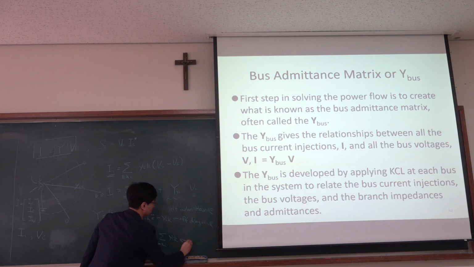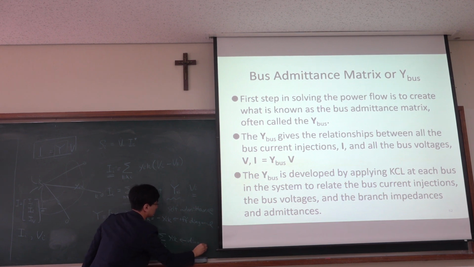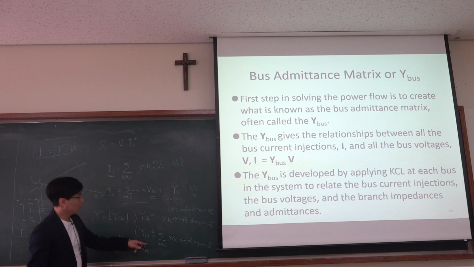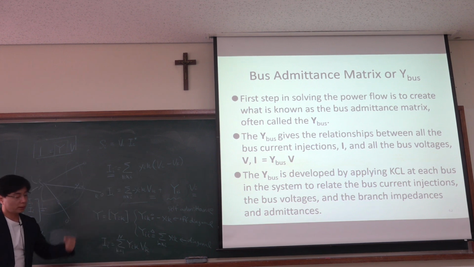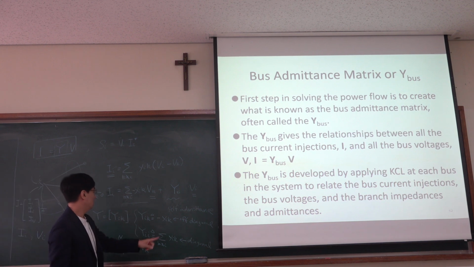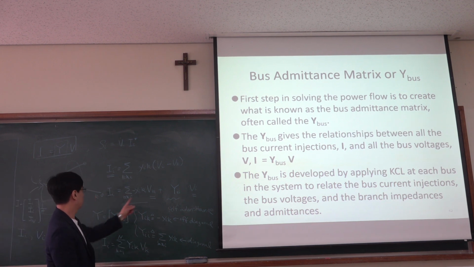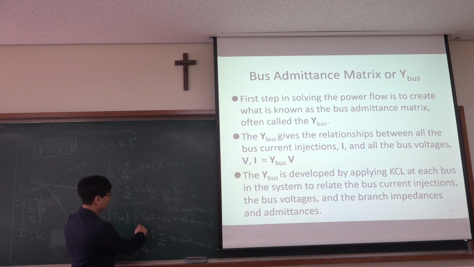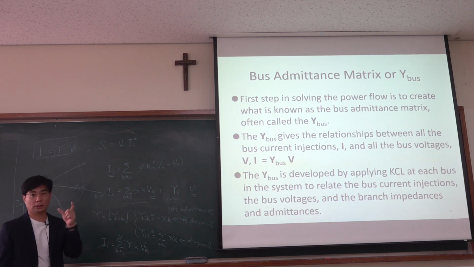And this is a diagonal term. So the diagonal element is the sum of all the admittance connected to that node, including itself. And for the off diagonal term, this is the negative of the admittance of the line.